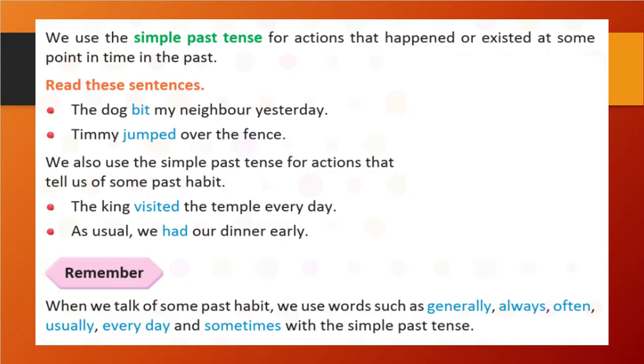And Timmy jumped over the fence. So Timmy already jumped, right? It happened already. Timmy already jumped the fence. So the thing has already happened. So that's why we have used jumped. So here bit and jumped are both written in the second form of the verb, right? Simple past tense form is written. You can see here jumped is written with the ed. Bit is written only as bit, right?